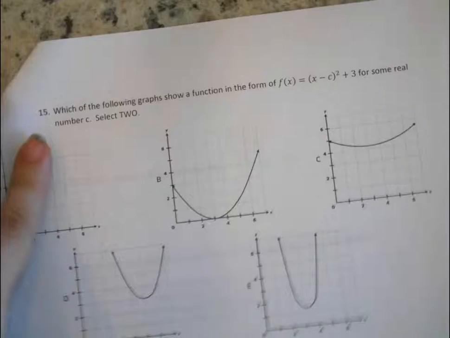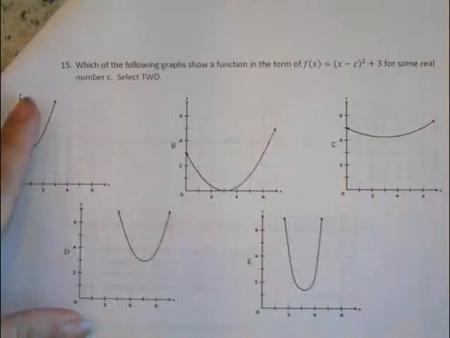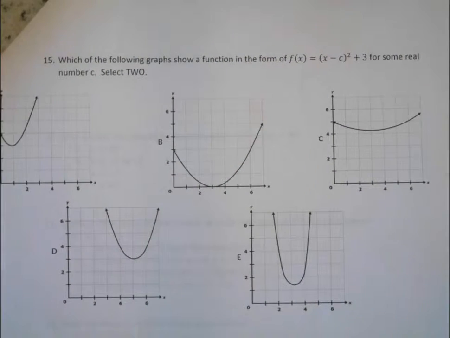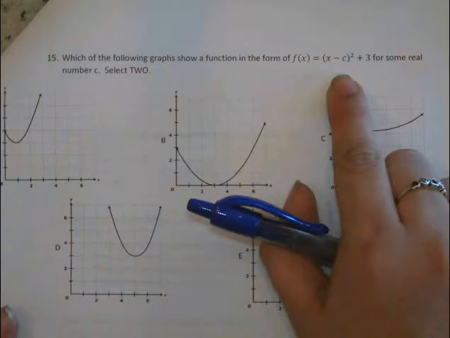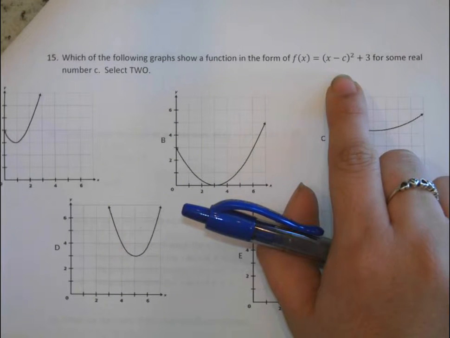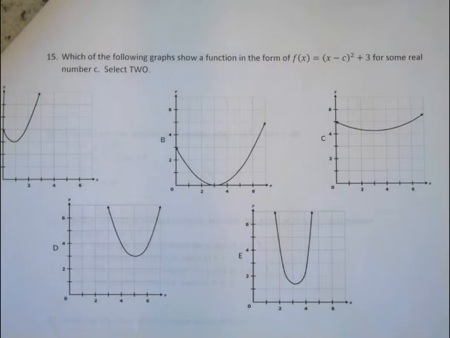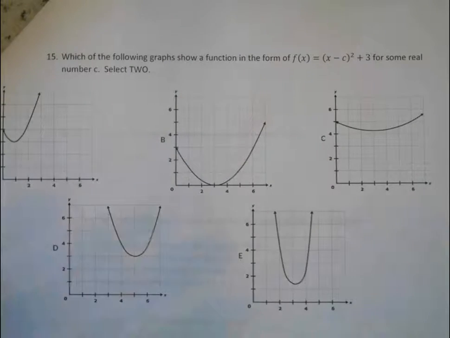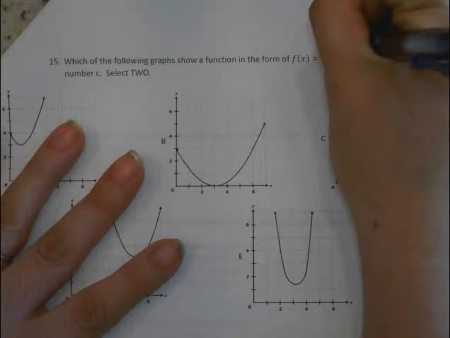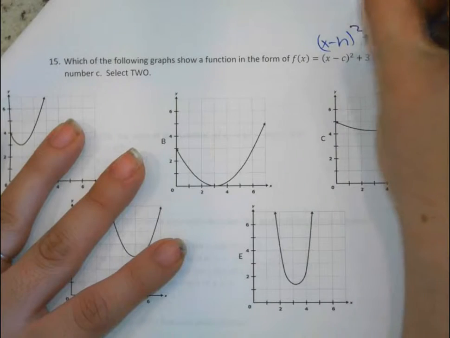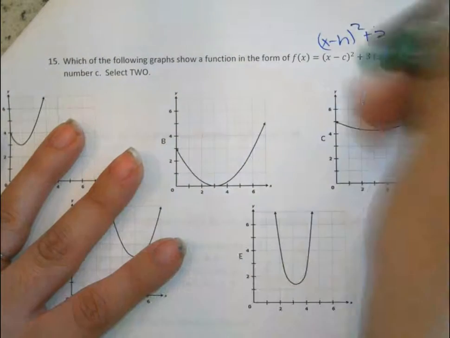This one is asking me to find 2 of the graphs that share the form f of x equals x minus c squared plus 3 for several numbers c. So since this has a letter instead of a number right here for c, I cannot actually graph this on my calculator or Desmos. What I do want to do, however, is go back to that vertex form I told you, so the x minus h squared plus k.